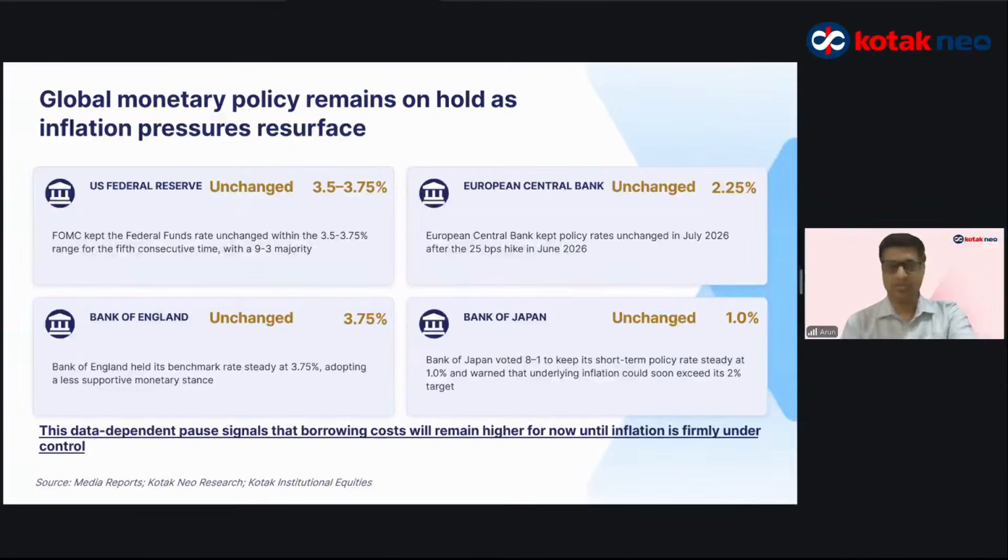This again is driven by the Middle East crisis. The collective actions right now of the world's major central banks showcase a coordinated shift towards a wait and watch monetary stance, which is a common theme across all the central banks at this point in time. Now, this specific pause signals that the borrowing cost will remain higher for now until we see inflation firmly under control. So for the time being, we could see most of the central banks continue to be in a wait and watch mode, see how the situation pans out, and then accordingly take actions on the interest rates. Next slide.